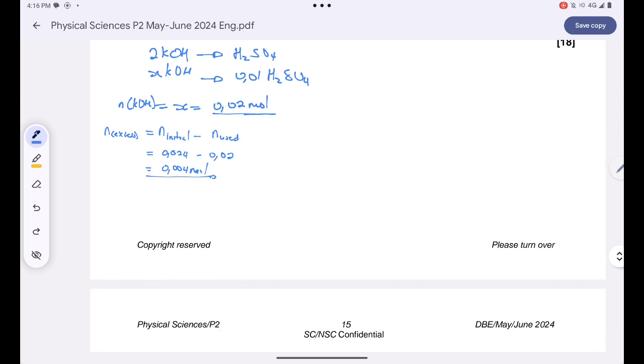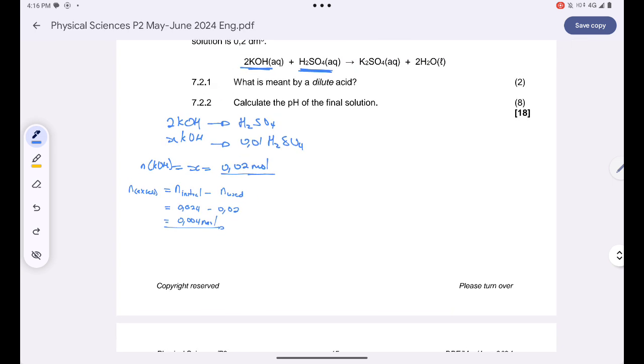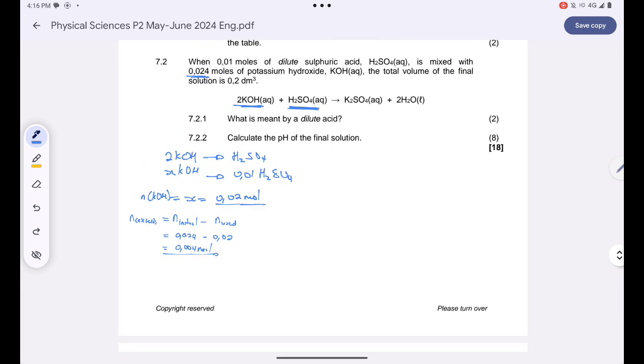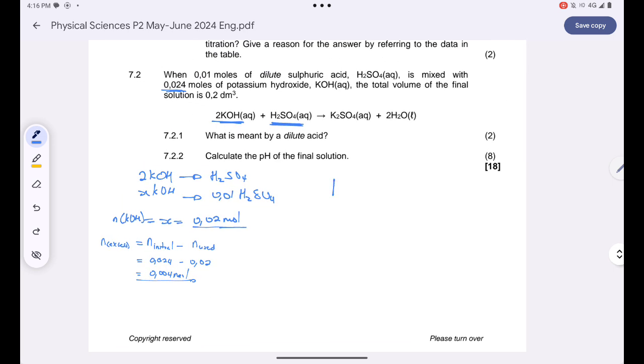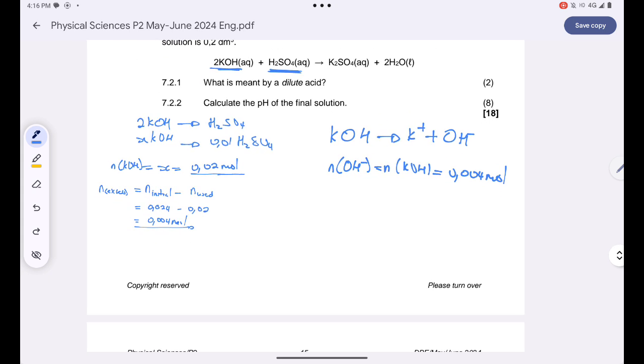After finding the moles in excess, I can simply go and find the number of moles of my hydroxide ions in excess. Remember that, guys, whenever KOH ionizes, we'll end up having potassium plus as well as the hydroxide ions. So I know that the number of moles of my hydroxide ion will be equal to the number of moles of my potassium hydroxide that are in excess. That's just 0.004 moles. Are we together? Why are they equal? Because the ratio is just 1 is to 1.